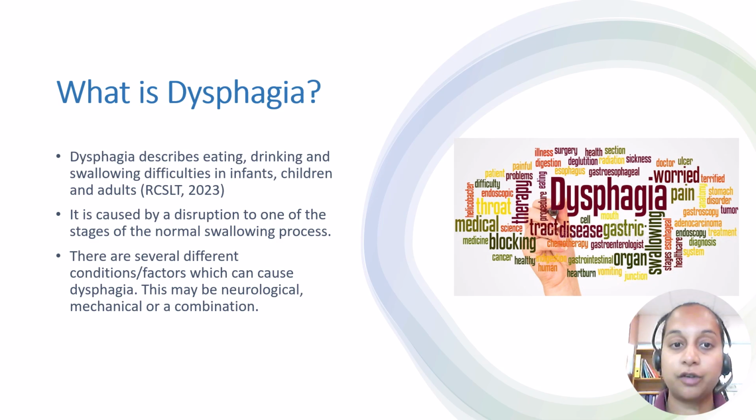So firstly, a refresher about what is dysphagia. Dysphagia describes eating and drinking and swallowing difficulties in infants, children and adults. It's caused by a disruption to one of the stages of the normal swallowing process. There are several different conditions and factors which can cause dysphagia, and these may be neurological, mechanical, or a combination of different features.